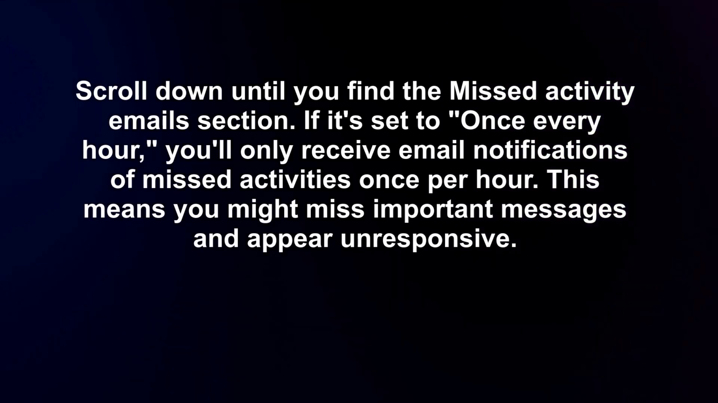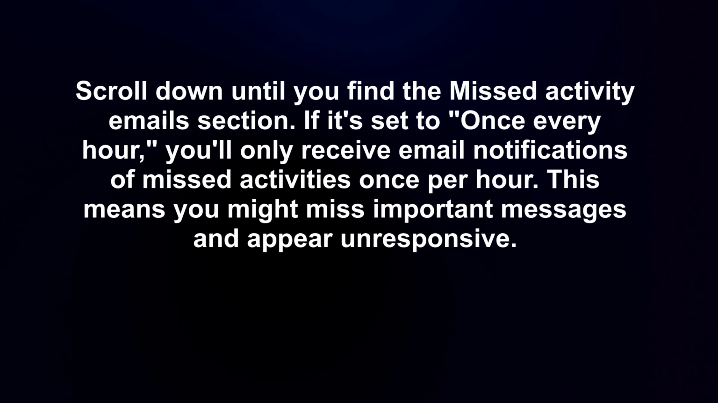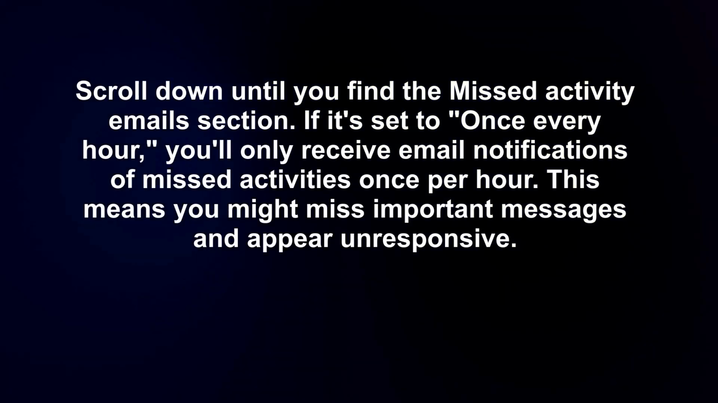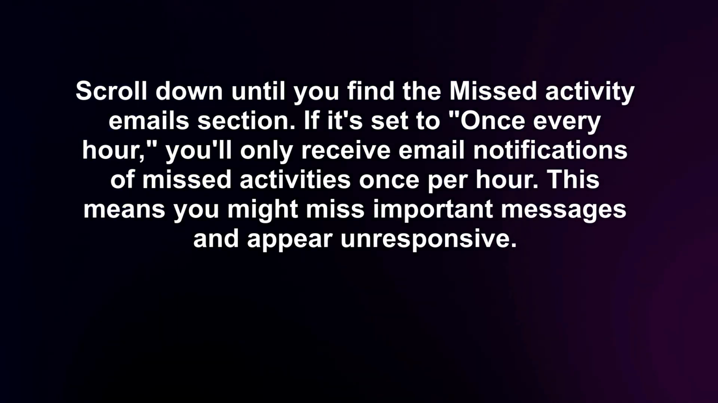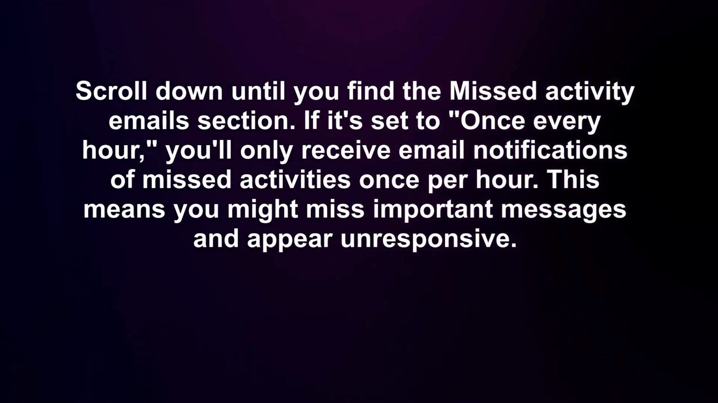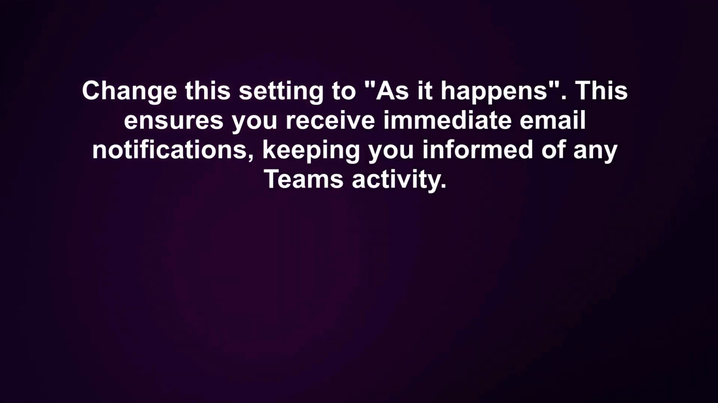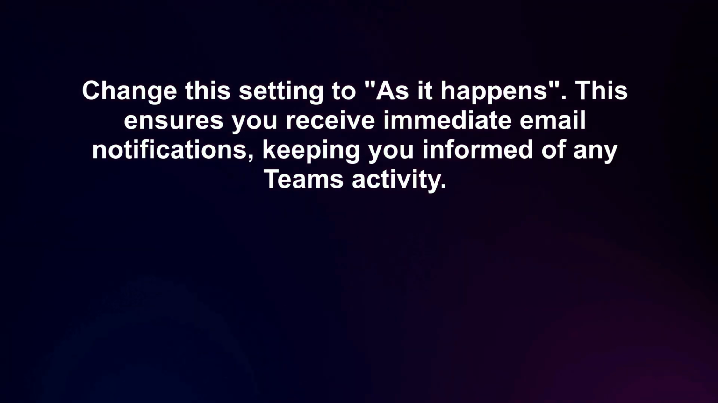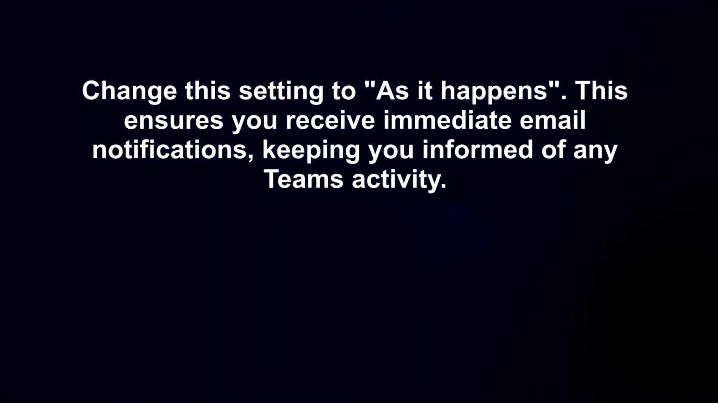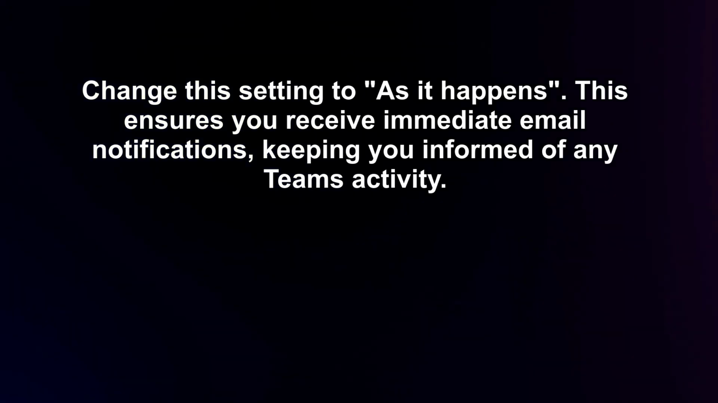If it's set to once every hour, you'll only receive email notifications of missed activities once per hour. This means you might miss important messages and appear unresponsive. Change this setting to As It Happens. This ensures you receive immediate email notifications, keeping you informed of any Teams activity.